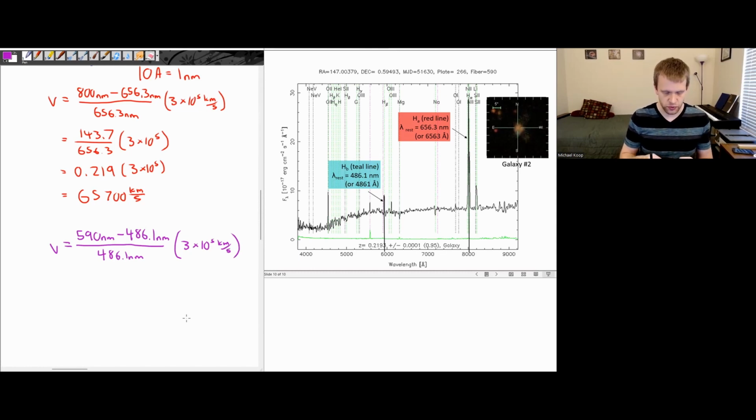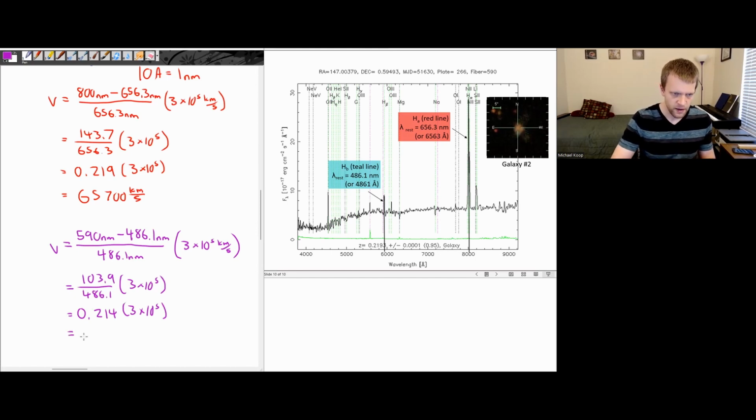Again, let's run through the numbers. So the shifted wavelength minus the rest wavelength, I got 103.9 over 486.1. Dividing by 486.1, I got 0.214, times 3 times 10 to the 5. If I multiply that by the speed of light, I got 64,100 kilometers per second. Again, I wasn't exactly on 5,900 angstroms. It was a little bit larger than that, so this is probably a bit of an underestimate, but notice that they match up pretty well with each other.